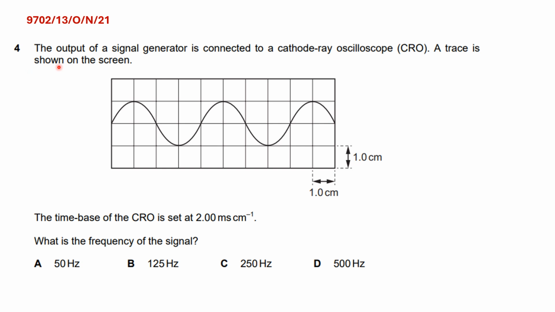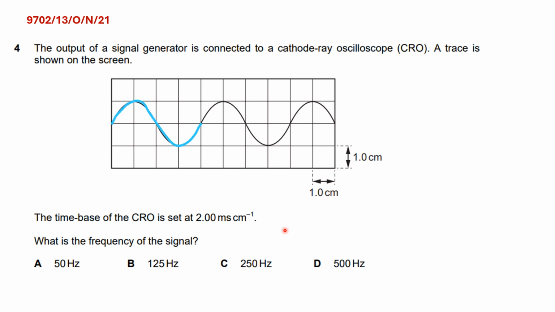Next question. The output of a signal generator is connected to a cathode ray oscilloscope, CRO. A trace is shown on the screen. The time-base setting of the CRO is set at 2 milliseconds per centimeter. What is the frequency of the signal? Now is the time of repetitive work. First, identify one cycle. This one is good enough.